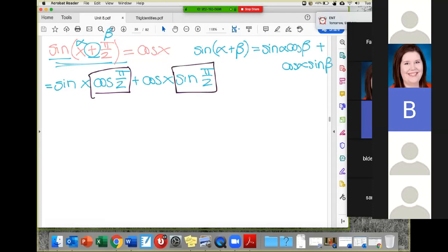So thinking about your chart again, at pi over 2, what was the cosine value? 0. And at pi over 2, what was the sine value? 1. And once you plug those in, the first term cancels out. And you just get cosine x. I do want to do one that looks a little bit more complicated because there's no pi values, but they can still work out.